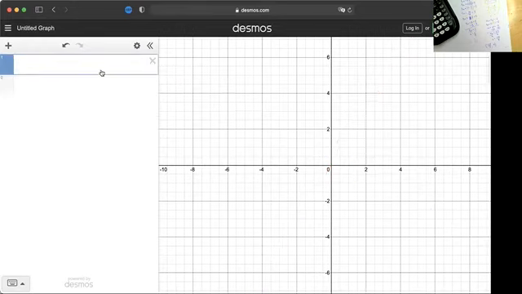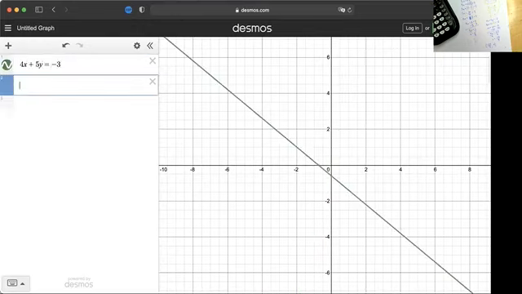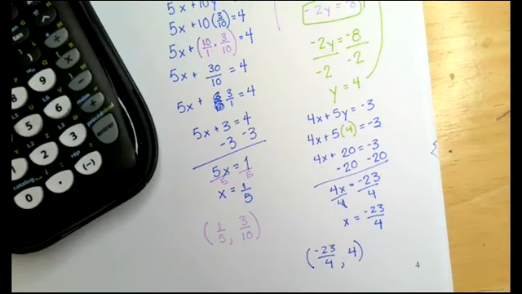The last one is 4x plus 5y is -3, and -2y is -8. That point is -5.75, 4. So if you put -23 over 4 into your calculator, you'll get -5.75. And that is the end of that.